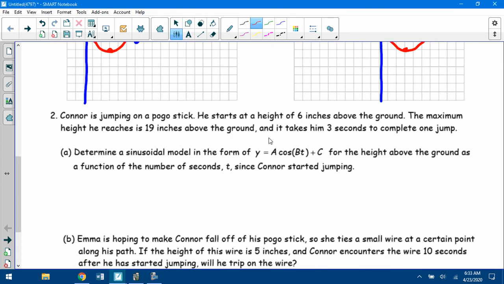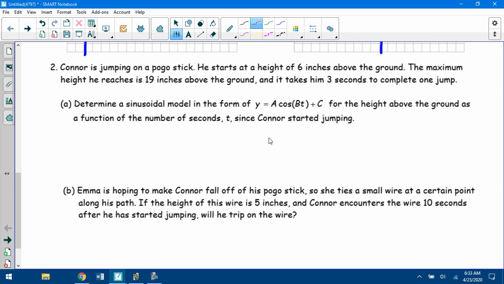Okay, word problem. Connor's jumping on a pogo stick. He starts at a height of 6 inches above the ground. The maximum height he reaches is 19 inches above the ground, and it takes him 3 seconds to complete one jump. Determine a sinusoidal model in the form y equals a cosine of bt plus c for the height above the ground as a function of the number of seconds t since Connor started jumping.